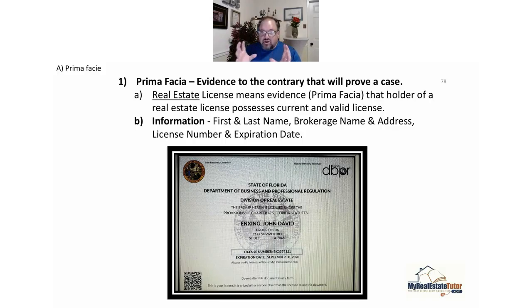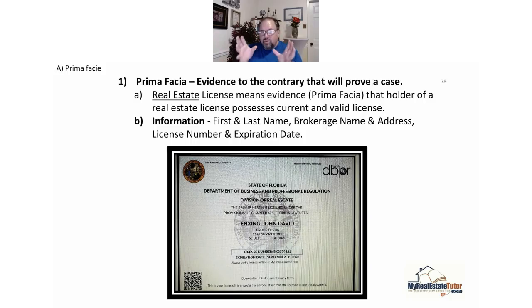So this is hard facts. This is known facts. This is not hearsay. Called prima facie. In our business of real estate, the real estate license is prima facie. Prima facie of what? It's evident that the holder of a real estate license possesses a current and valid license. For example, my broker license is prima facie that I'm licensed in the state of Florida as a broker. The license shows first and last name, broker's name and address, license number, and expiration date. So prima facie is evidence that proves a case.